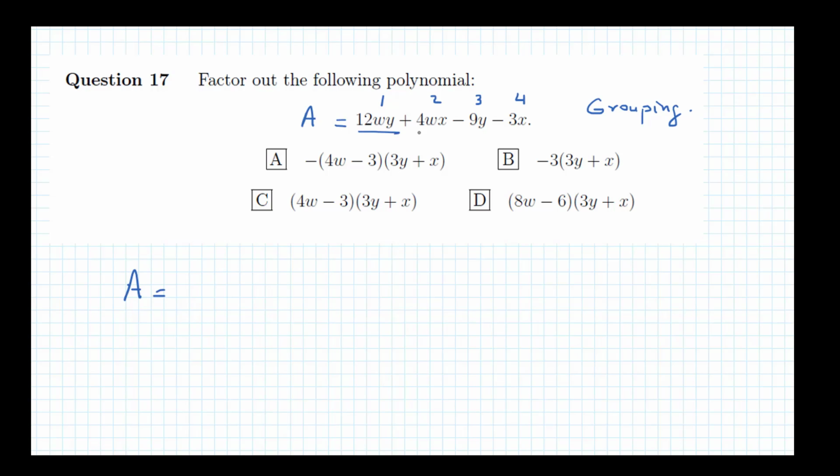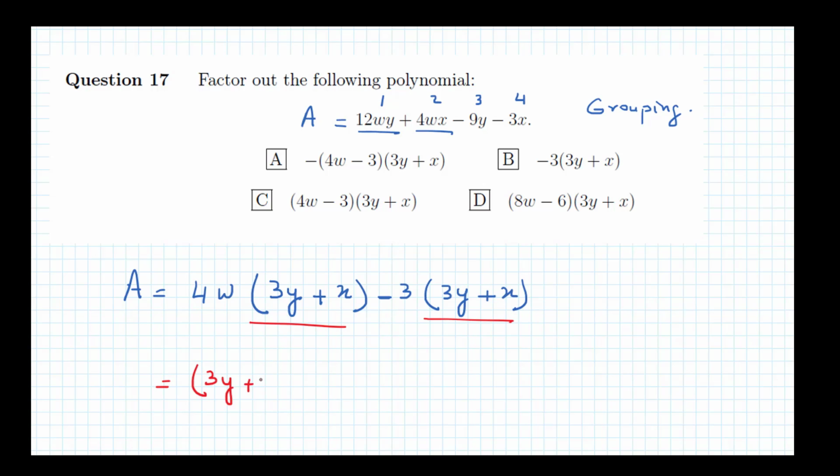Now A equals, if we consider the two first monomials, we can see that 4w is a common factor. So it is equal to 4w times 3y plus x. For the third and the fourth monomial, we can see that negative 3 is a common factor. So if we take it out, we get minus 3 times 3y plus x. Now as you see, the term 3y plus x is repeated. Now we get this term out as a common factor, and in the final stage we find that A equals 3y plus x times 4w minus 3. So the answer here is C.